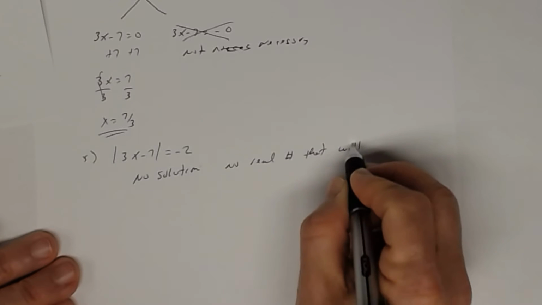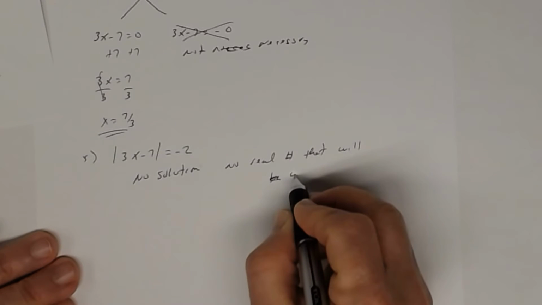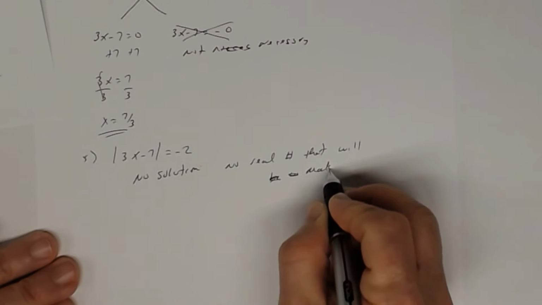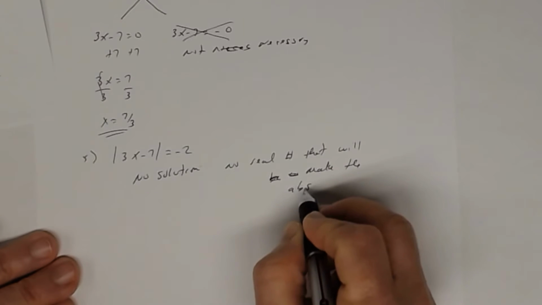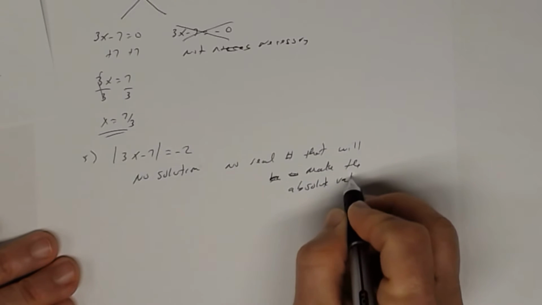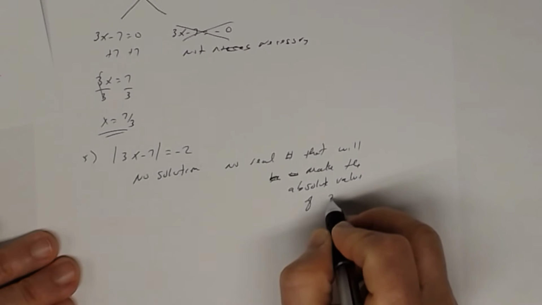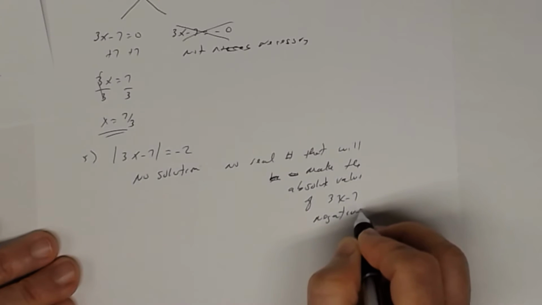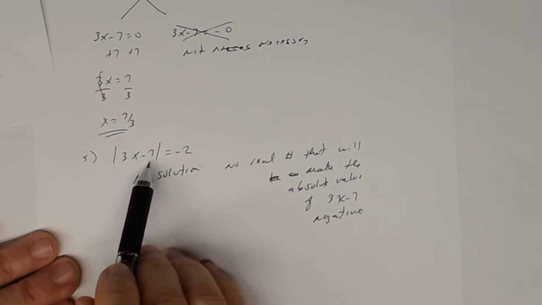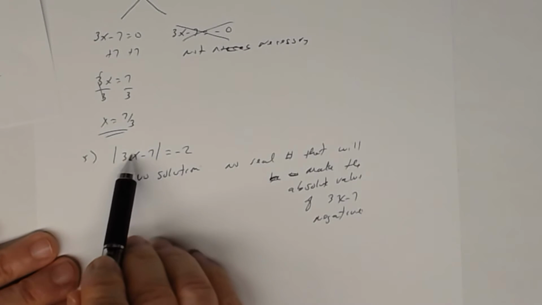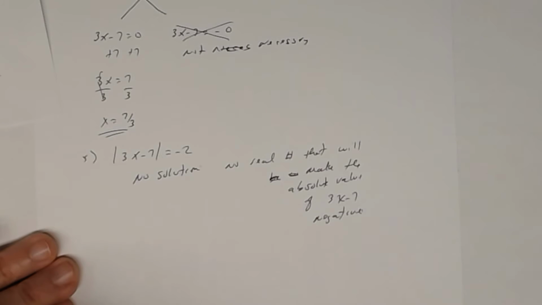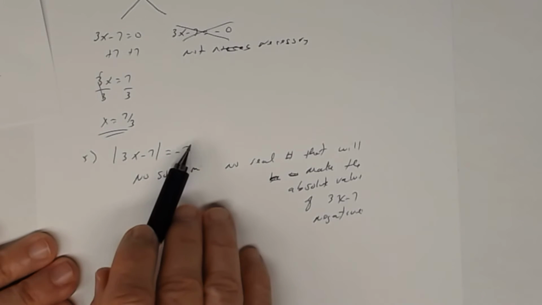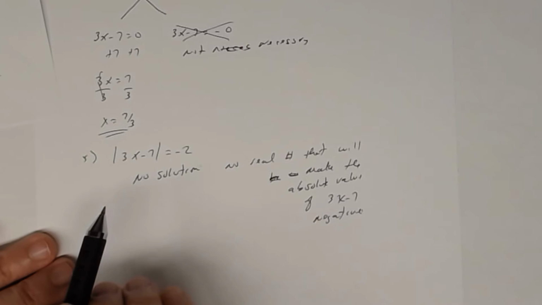No solution. Because there is no real number that will make the absolute value of 3x minus 7 negative. So there's no real number that will make the absolute value of 3x minus 7 negative. Okay? None. The absolute value of a number is always positive or 0. Okay, so keep that in mind.